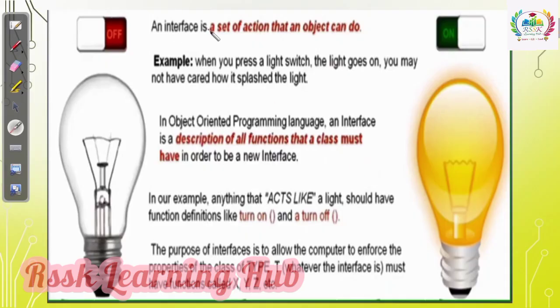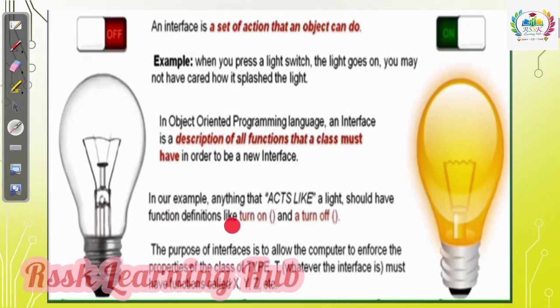Now see this one. An interface is a set of actions that an object can do. For example, when you press the light switch, it goes on. In OOPS, which is object-oriented programming, an interface is a description of all the functions that a class must have in order to implement that interface. So here, all the functions must be listed in order. That is one thing.